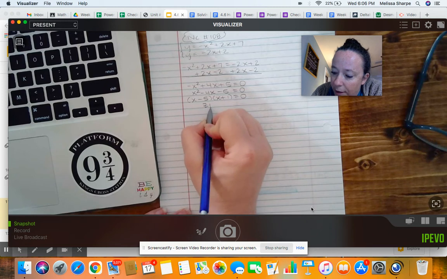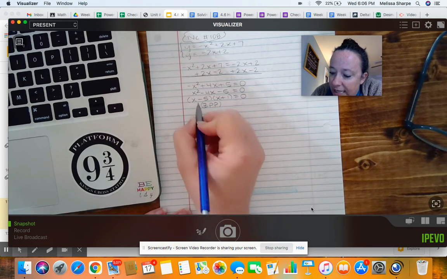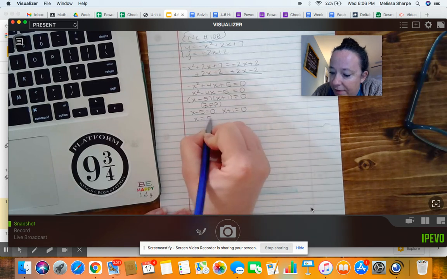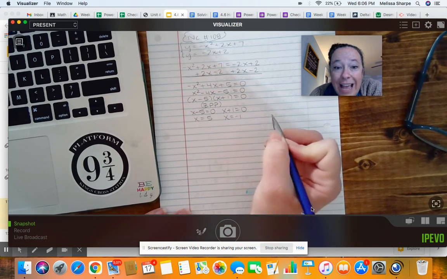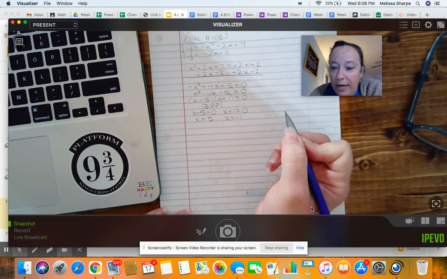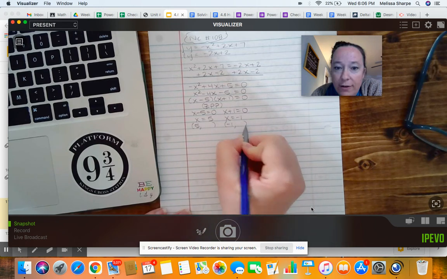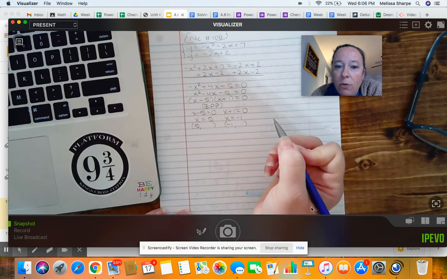Then you do the zero product property, ZPP, where you set each of these equal to 0. And you get x equals 5 and x equals negative 1. That means, guys, we have two intersection points. We have one where the x value is 5, and we have the other where the x value is negative 1. So how do we get the corresponding y values?